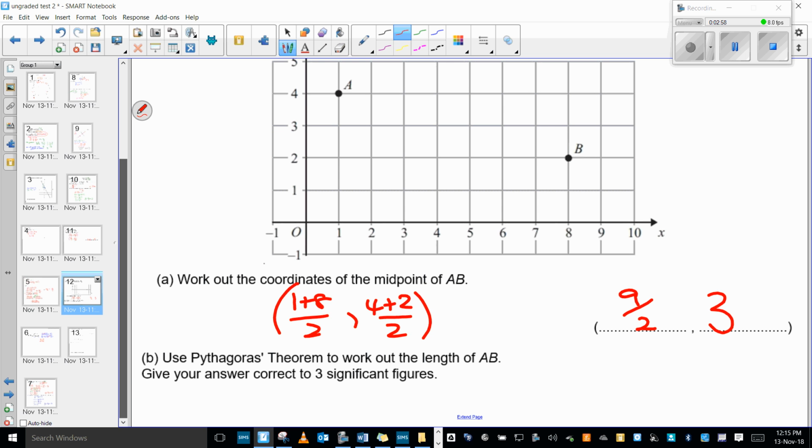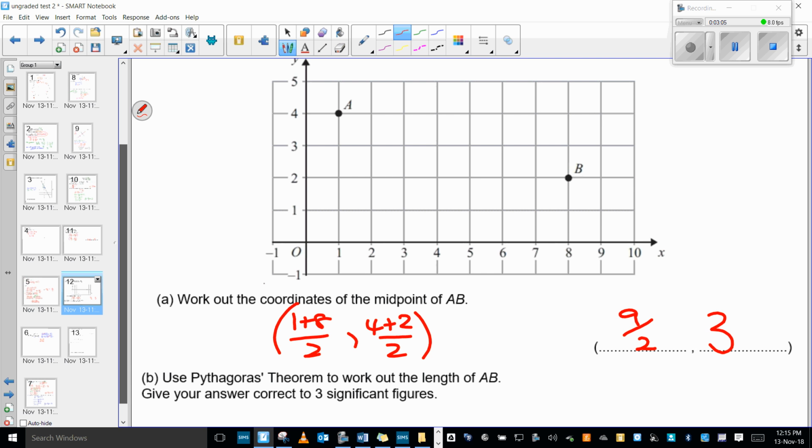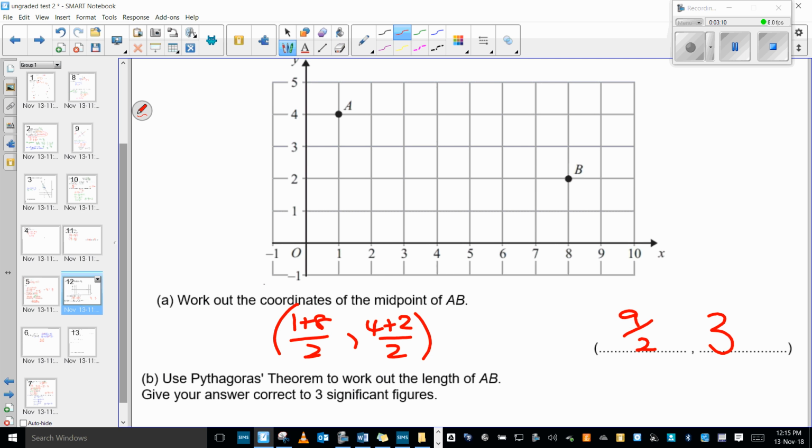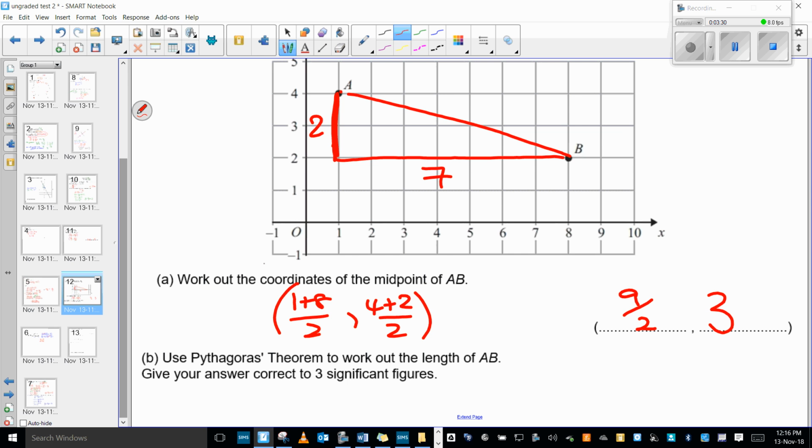So, use Pythagoras' theorem. They've actually drawn this diagram for you, so you don't really need to stress too much about remembering which has defined your lengths with x's and y's. You can draw yourself a right angle triangle. Okay, so what is the length of this line here? 2. Looking at this, what's the length of this line here? 7. So Pythagoras' theorem says that 7 squared minus 2 squared.